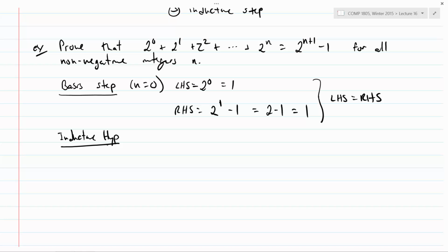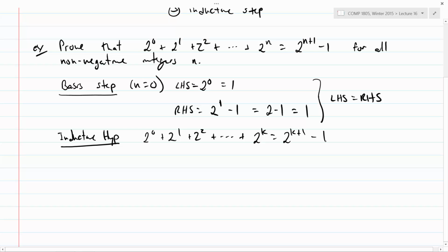Yep, that would be like what you've written up there: 2 to the 0 plus 2 to the 1, all the way to 2 to the k equals 2 to the k plus 1 minus 1. Yeah, exactly. We assume that it's true for n equals k, for some arbitrary k. Notice I don't say for all k, because if I said for all k, I would be assuming what I have to prove, and that's not valid.